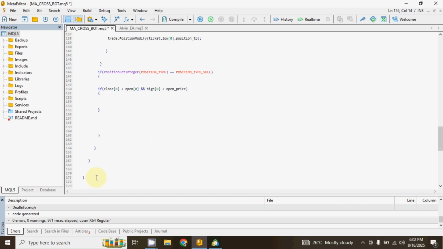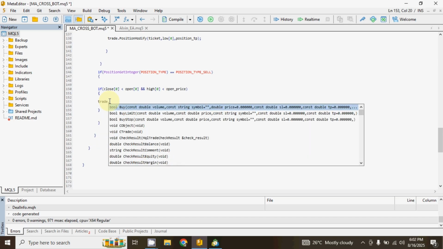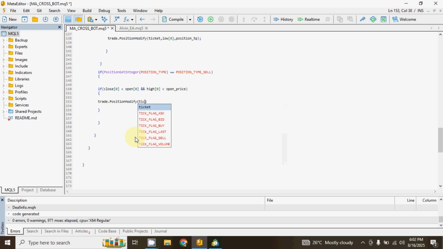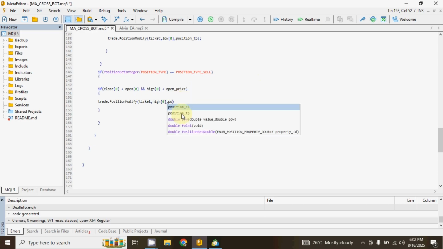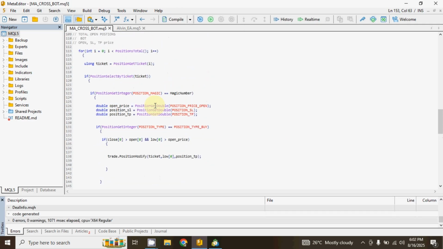The bot should modify the trade to keep changing the trading stop anytime this condition is true. So we are going to say trade dot position modify. The first argument is the ticket of the trade, comma, the stop loss. The stop loss should be at the high price of the last bearish bar, and the take profit should still maintain position TP, right? So we've successfully written all the conditions.